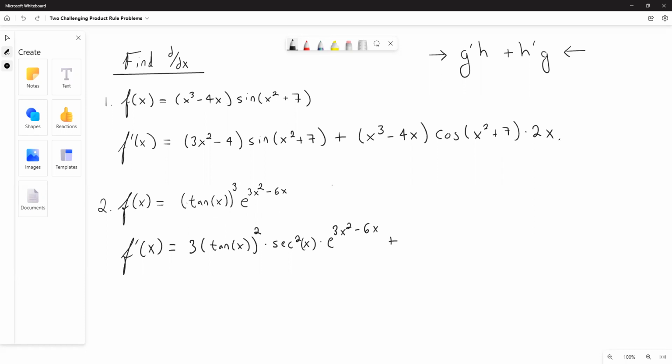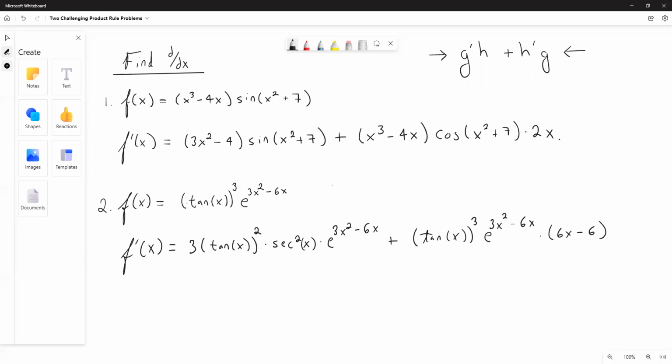So now we're just going to add tan of x cubed and the derivative of e to the 3x squared minus 6x, right? We keep it the same. And then multiply by the derivative of this piece, which has two terms, so I'm going to write a parentheses, and that's going to be 6x minus 6. Okay, so that's that.